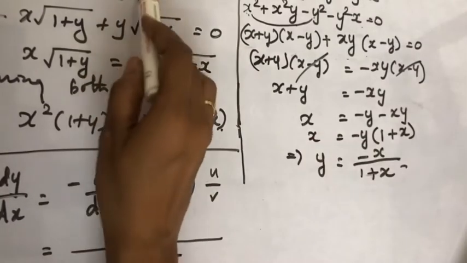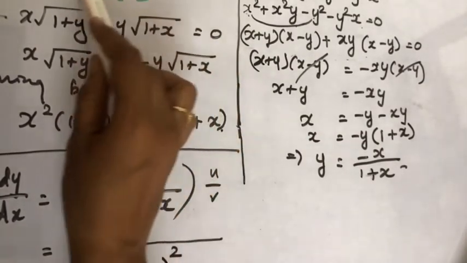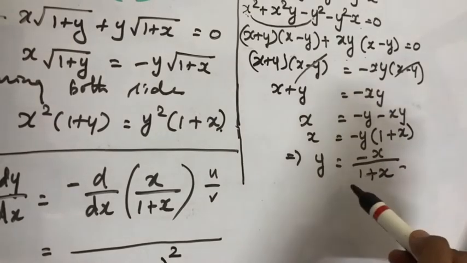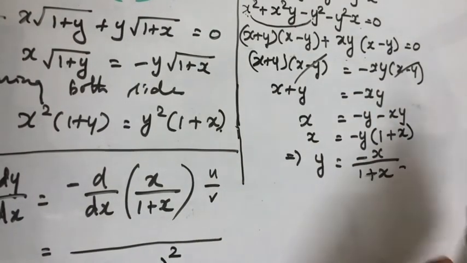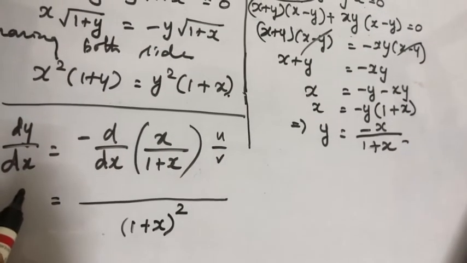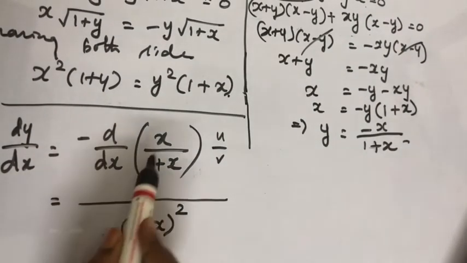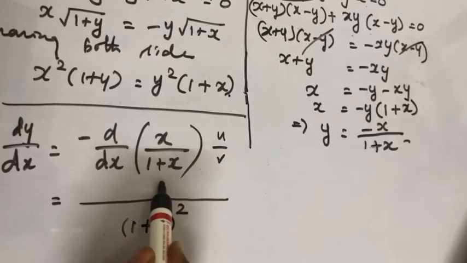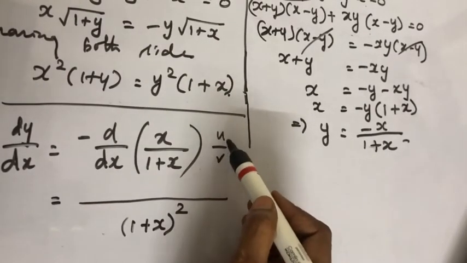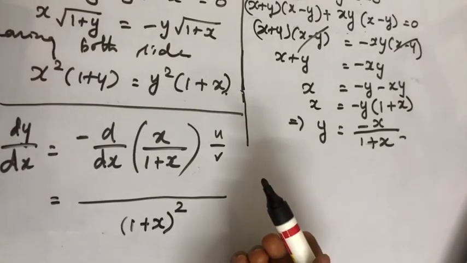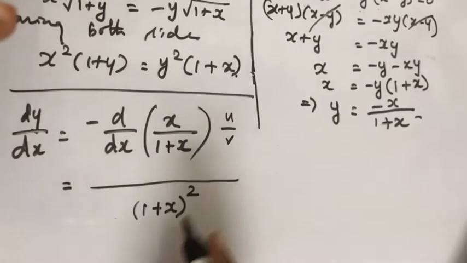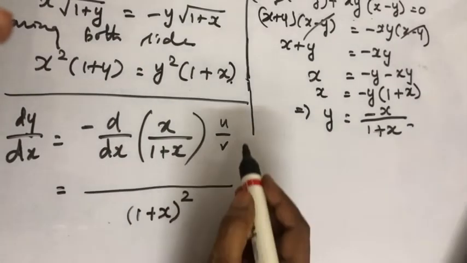As we have only x terms here, we are bringing that as y is equal to minus x divided by 1 plus x. Now we have to differentiate. dy by dx is equal to minus d by dx of x divided by 1 plus x. What is the form of this function? It is in the form u by v. So the quotient rule we have to apply. The denominator is squared, that is (1 plus x) the whole square.